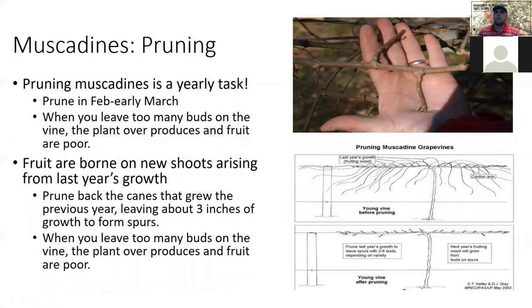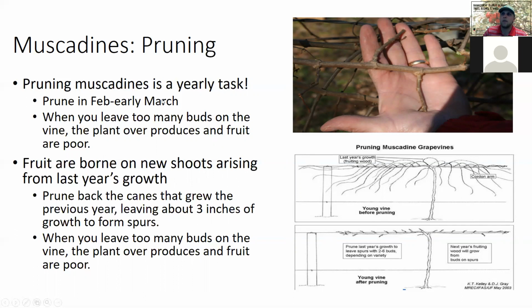So just some simple pruning, and this is where the management of these guys gets a low to medium ranking, and I say medium because of the pruning. Yearly pruning is needed for muscadines. You can't plant them and just let them go. It's a yearly task. This is something you need to just go ahead and put on your schedule. I'm going to be pruning my muscadines this time of the year. Every year once you plant them, after they really get established.